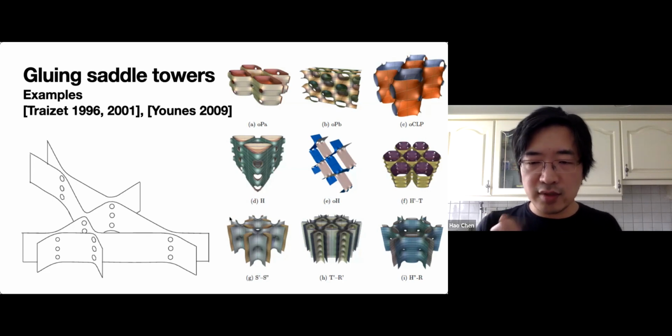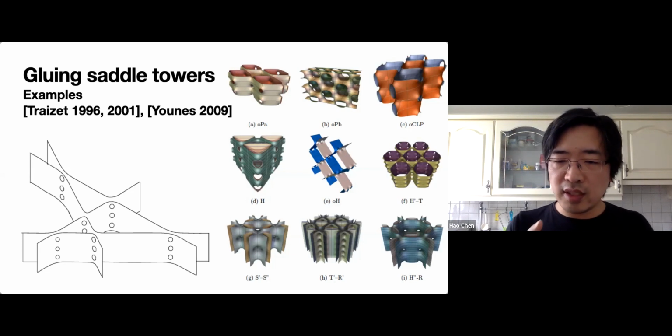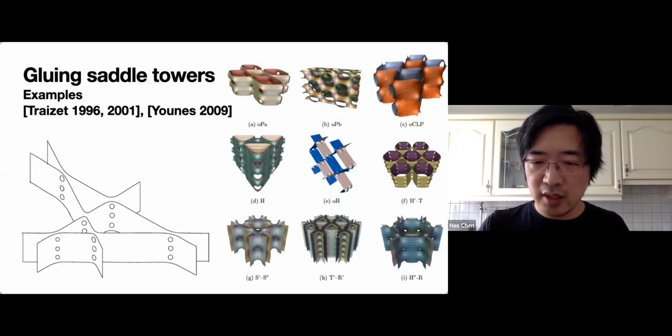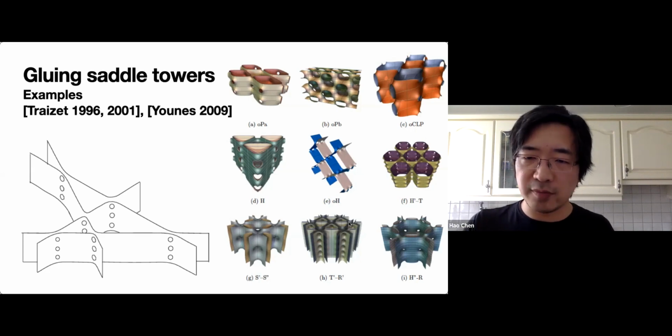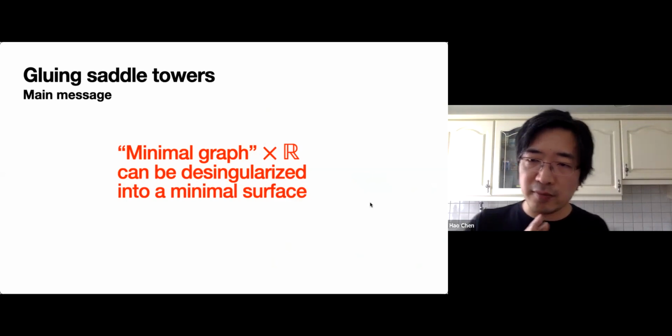And in 2009, his student Yunus glued saddle towers into periodic minimal surfaces. He also assumed a horizontal reflection plane. So their idea is very simple.